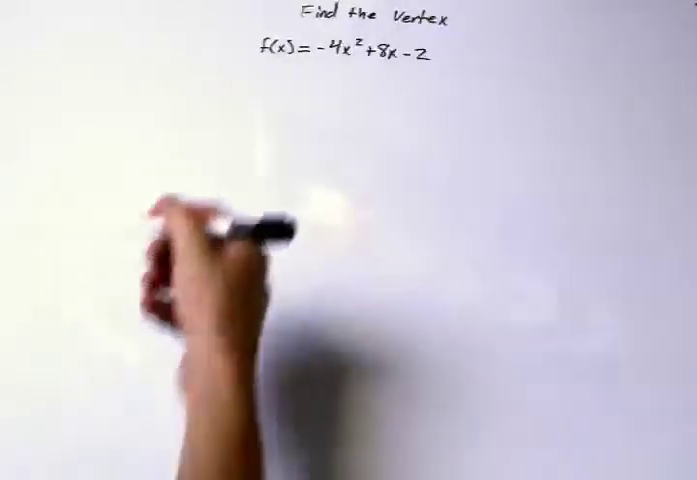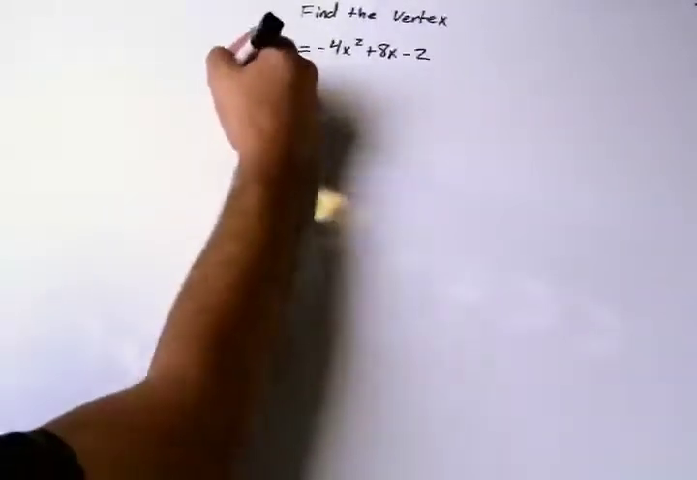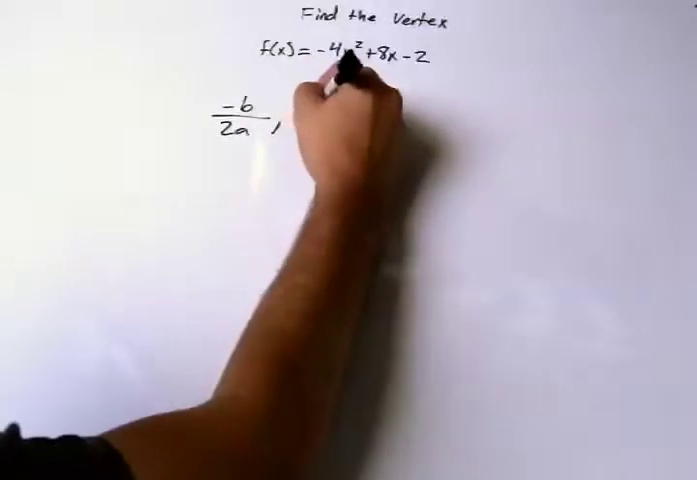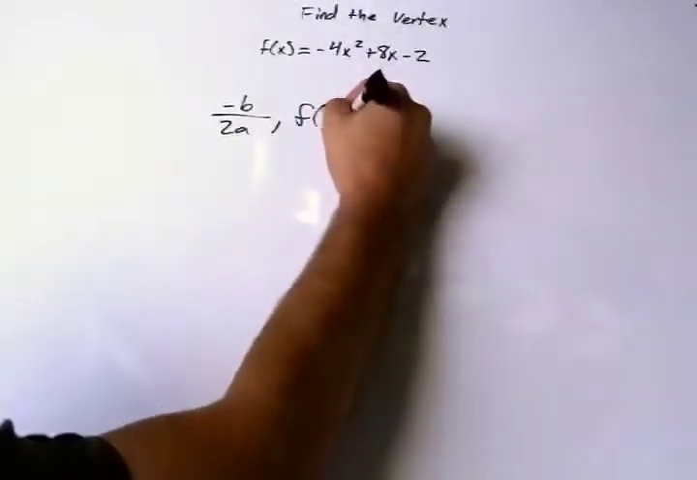So a typical 143 problem would be to find the vertex of this function, of this parabola. And there's really 3, maybe 4, technically 5 ways you can do this. The first way is through the use of the vertex formula. This is minus b over 2a, and then run that through your function.